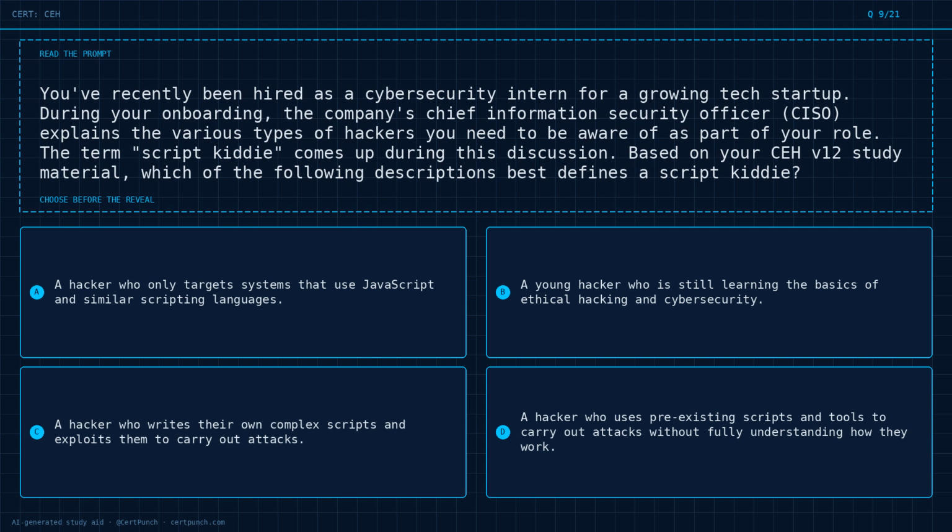Option A, a hacker who only targets systems that use JavaScript and similar scripting languages. Option B, a young hacker who is still learning the basics of ethical hacking and cybersecurity. Option C, a hacker who writes their own complex scripts and exploits them to carry out attacks. Option D, a hacker who uses pre-existing scripts and tools to carry out attacks without fully understanding how they work. Choose the best answer before the reveal. Commit to it now.